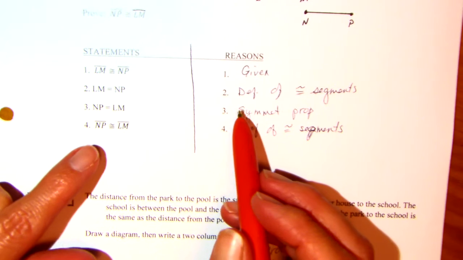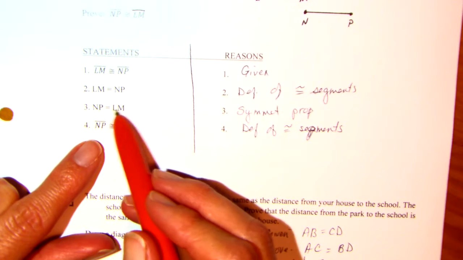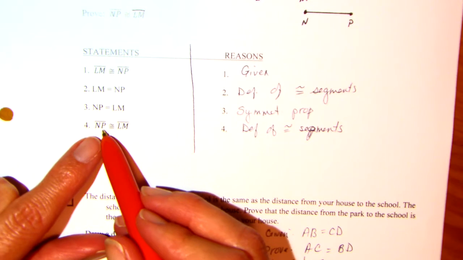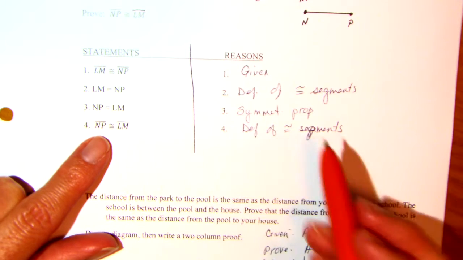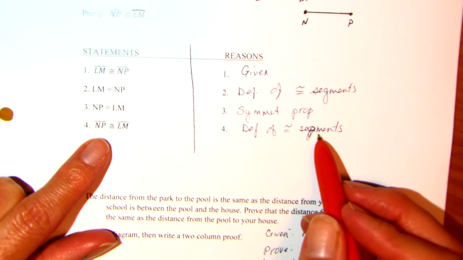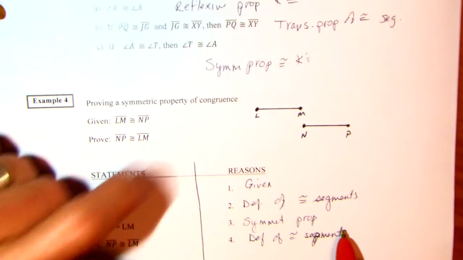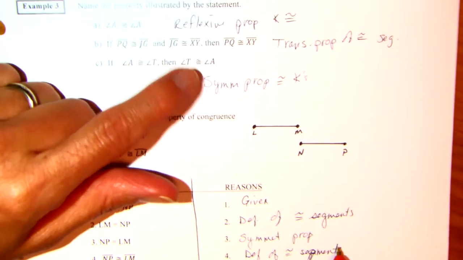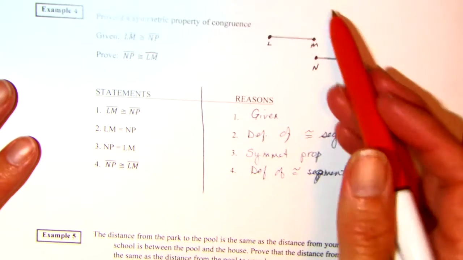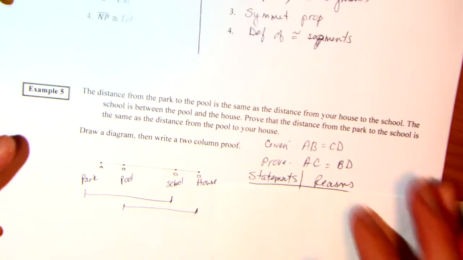Okay? And if the measures are the same, then the segments are congruent. And that's the definition of congruent segments. So this is your simple proof to prove symmetry property. Symmetry property of congruent segments. This one's for angles. All right, here you go.